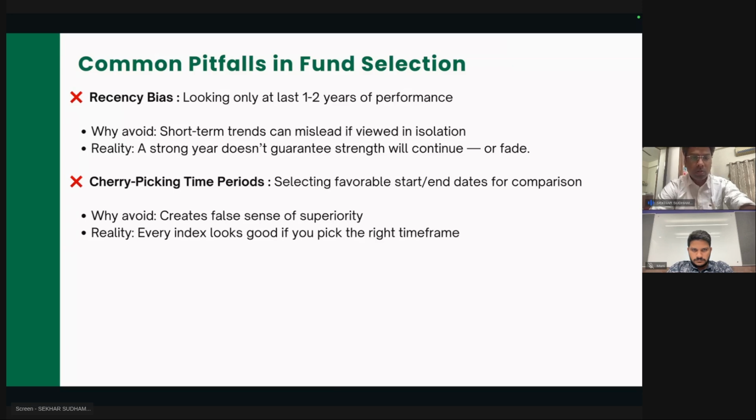So cherry picking time periods is another bias that investors usually have, knowingly or unknowingly, and especially expert salesmen play around with cherry picking by showing time periods which are favorable to their strategy and saying this is how their strategy has performed. We should be cognizant of that fact and avoid cherry picking time periods. Both recency bias and cherry picking time periods are what we call framing problems. If you present the data in a particular frame of reference, it can cause a bias towards favorably picking that particular time period. So these are the two common problems when it comes to picking a fund based on returns.